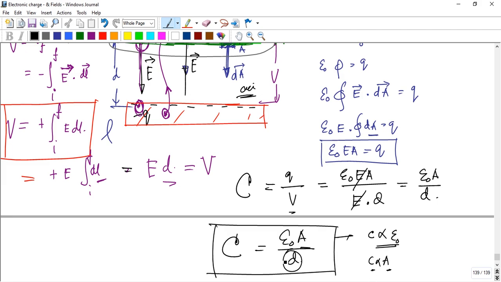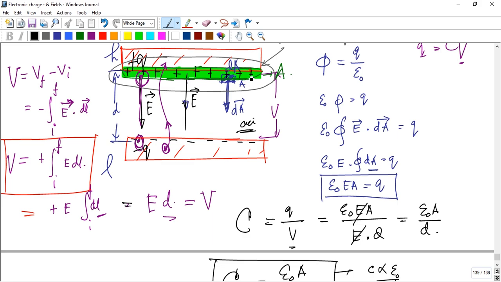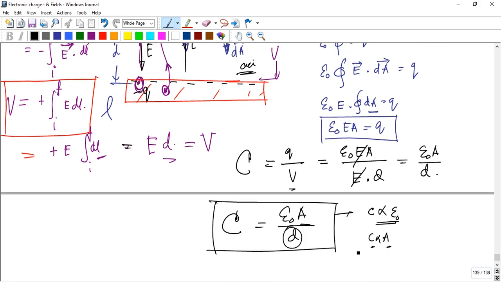D is the gap between these two surfaces. If D is very small, then C is very high. So C is inversely proportional to D. Clear?